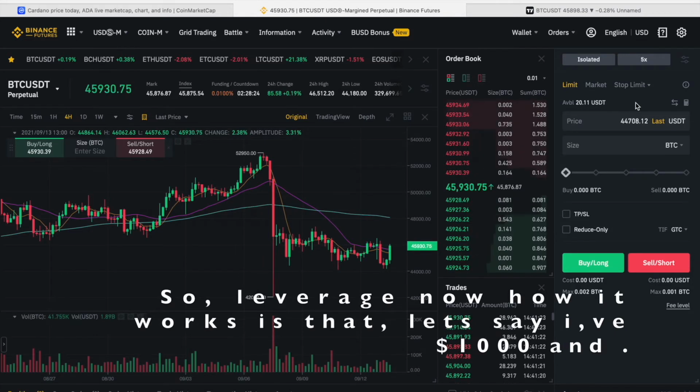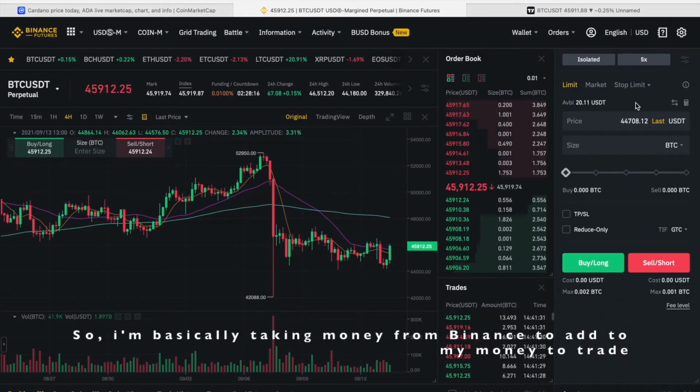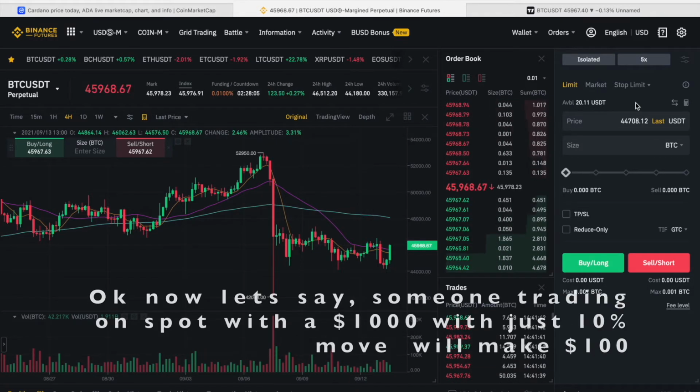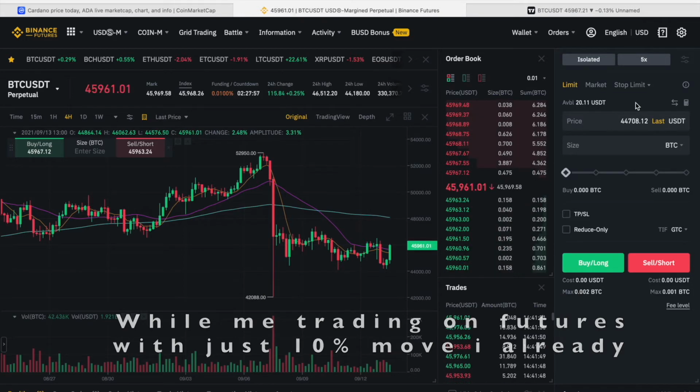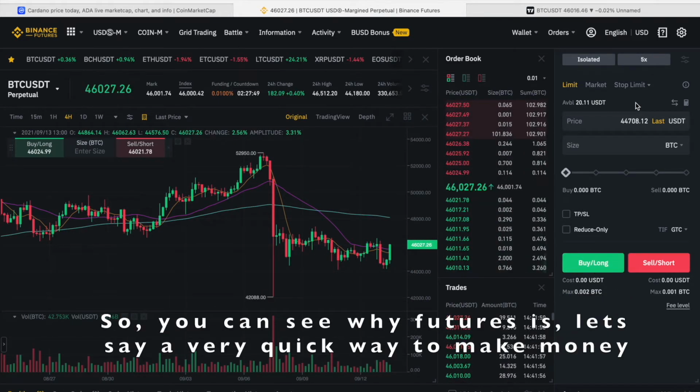So leverage works like this: let's say I have $1,000 and I take leverage of 10x. It means I now have close to $10,000 to trade on the coin. So I'm basically taking money from Binance to add to my money to trade. With that, I get more money to trade on the coin and can easily make money. Someone trading on spot with $1,000 and a 10% move will make $100. Me trading on futures with just a 10% move, I already have 100% on the amount I invested in that particular trade. So you can see why futures is a very quick way to make money.